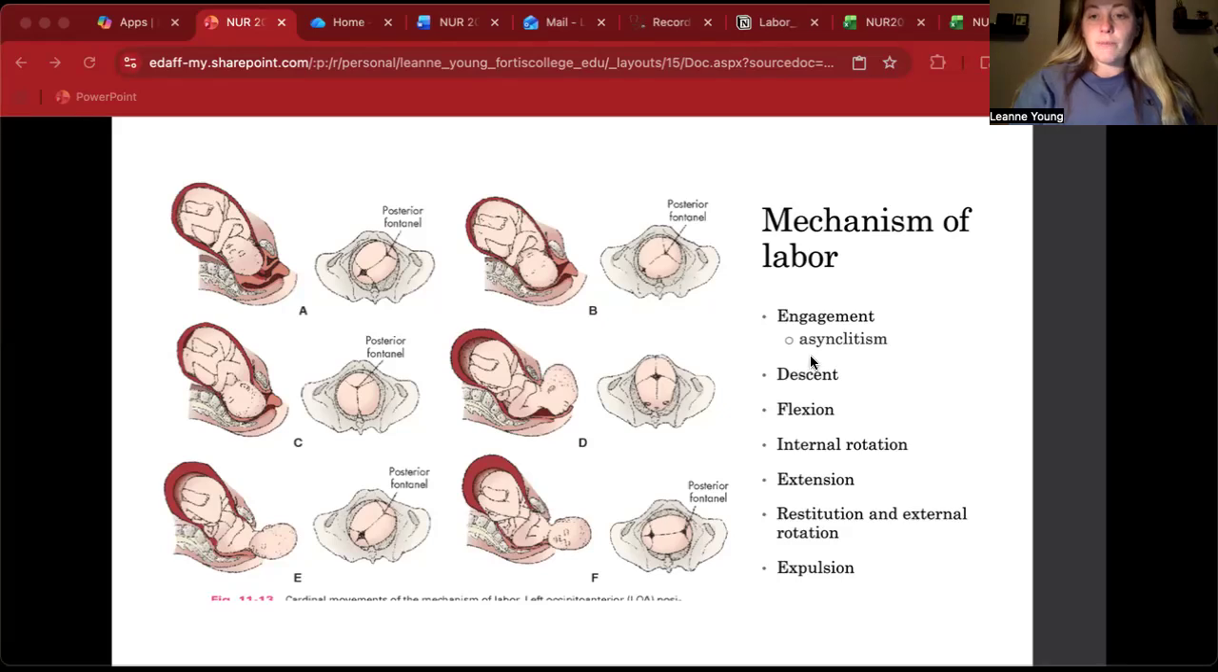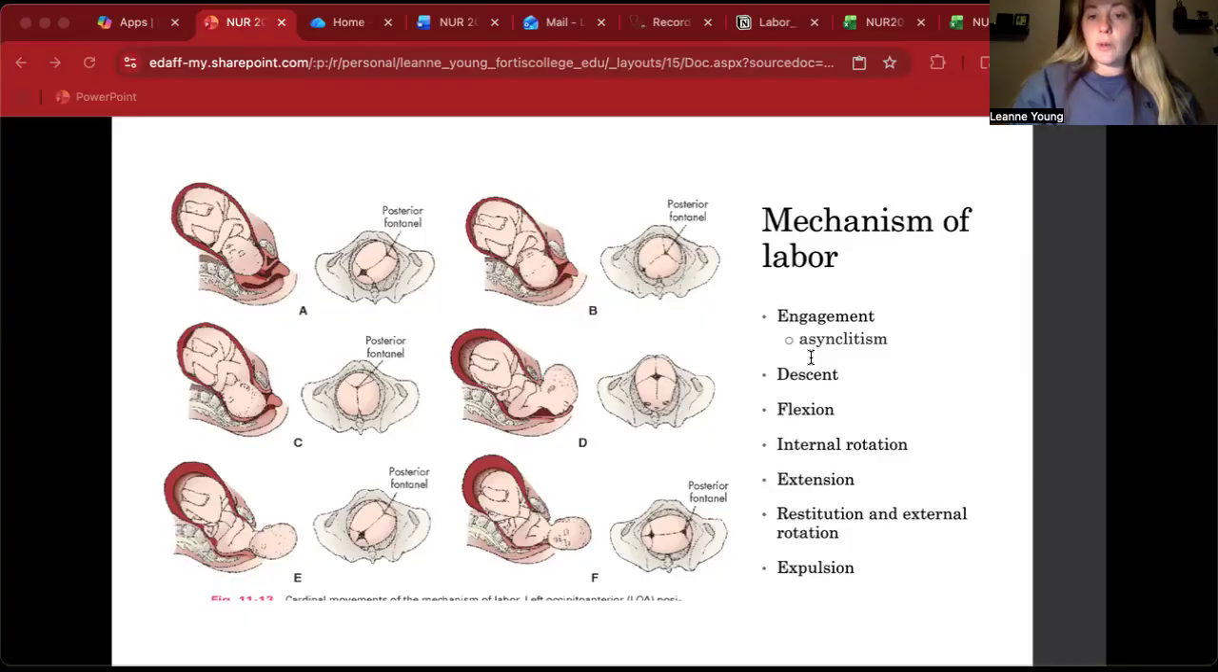Internal rotation happens naturally with contractions. As the uterus is pushing down and clamping down on the baby, the baby is going to start to rotate and turn as they come down through the vaginal canal. They're just trying to get into an ideal position for delivery. Okay.